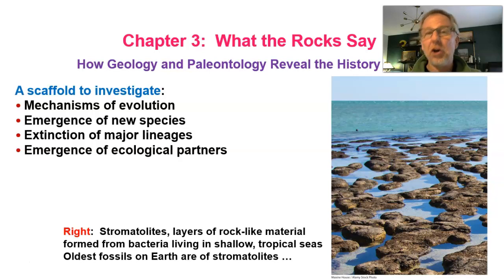Now, by learning about these topics, we can learn mechanisms of evolution better. We can document the emergence of new species and learn how that may happen historically. We can see the extinction of major lineages over the history of life and examine what caused those extinctions. We can even come to understand ecological relationships. We can reconstruct ecosystems from fossils in the past, and by doing this, we can illuminate the emergence of ecological partnerships.